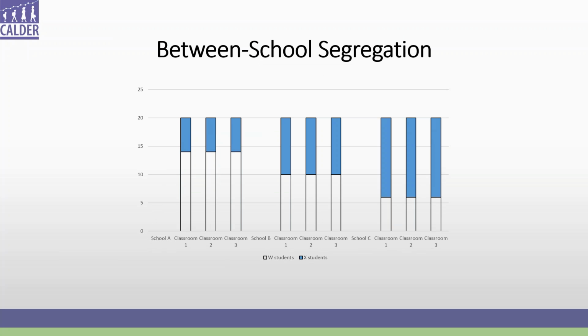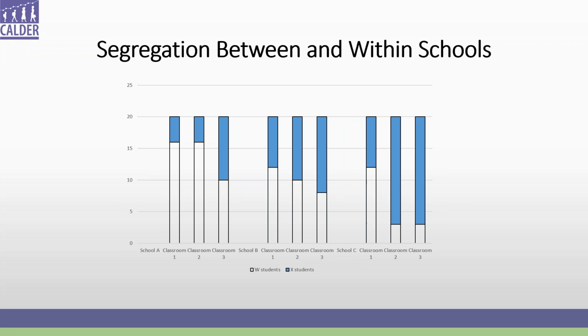Here's an imbalanced school district. The people that have looked at between school segregation have to assume something like this is going on because they don't have any information on what's happening within the schools. But the reality is going to be something more like this. So our objective here is simply to measure the within as well as the between school data.